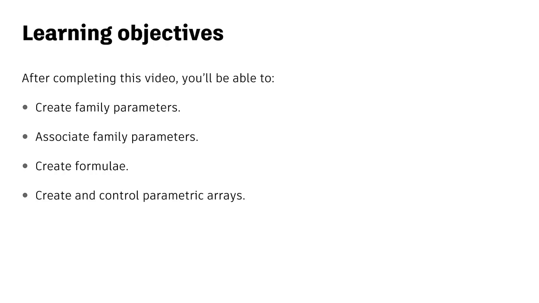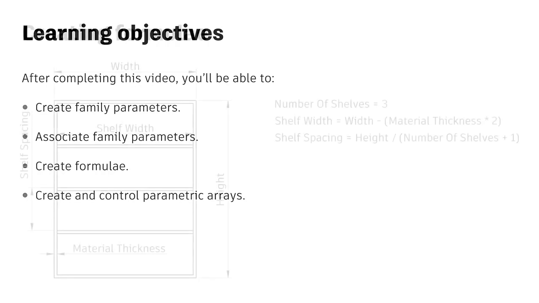In this video, you add shelves to a bookcase family using a nested component. A series of family parameters are then created and the values are driven from formulae to control the shelf widths, quantities, and spacings. Finally, you create and control the parametric array using a family parameter.